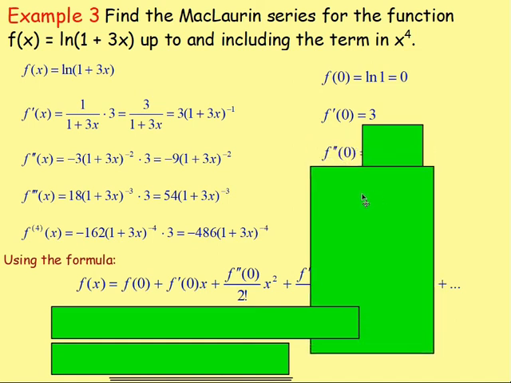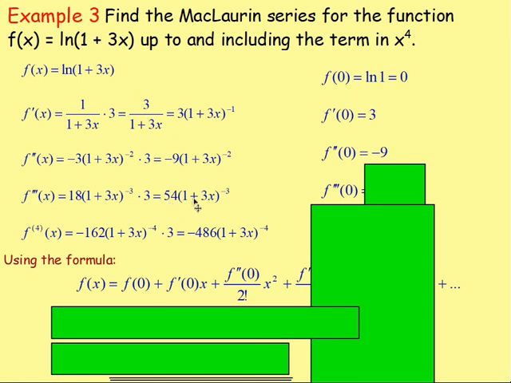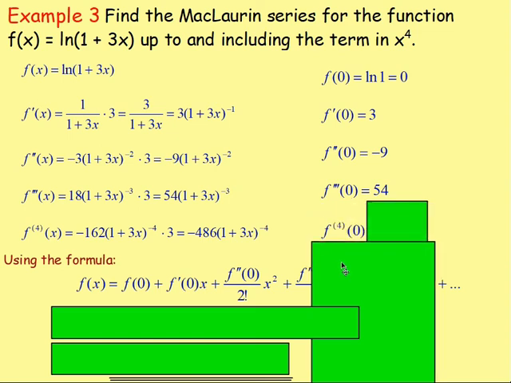Work out f double dash 0, so negative 9 times 1 plus 3 times 0, which is 0, so that's just going to be 1 plus 0, which is 1. 1 to the power of anything is just 1, so it's negative 9 times 1, negative 9. Keep on going, so you've got 54 times, that works out to be 0 as well, to the power of 1 plus 0 to the power of negative 3, so it's just 1 to the power of something, leaving you with a 54. And after that, if you keep on going, you're going to have negative 486 times 1 to the power of negative 4, which is just negative 486.